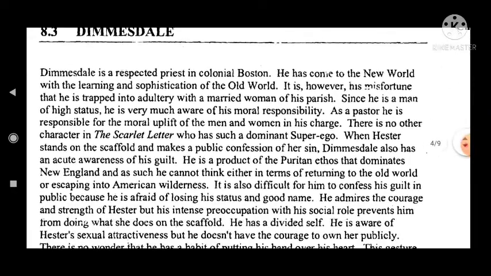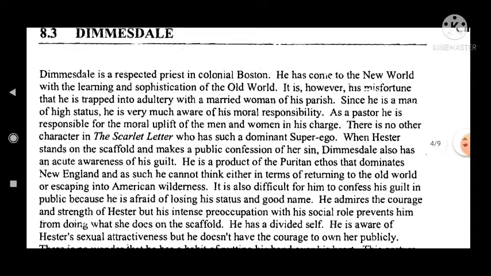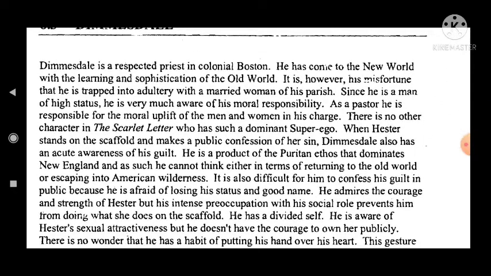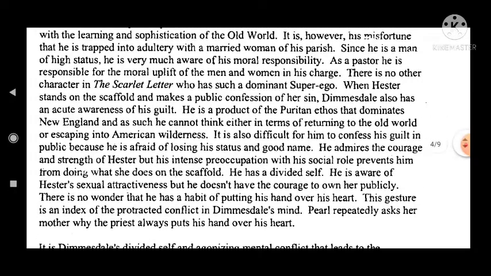Then Dimmesdale. Dimmesdale is a priest in colonial Boston. He has come to the new world with the learning and sophistication of the old world. It is, however, his misfortune that he is trapped into adultery with a married woman of his parish. Since he is a man of high status, he is very much aware of the moral responsibility. As a pastor, he is responsible for the moral uplift of men and women in his church. There is no other character in The Scarlet Letter who has such a dominant superego.